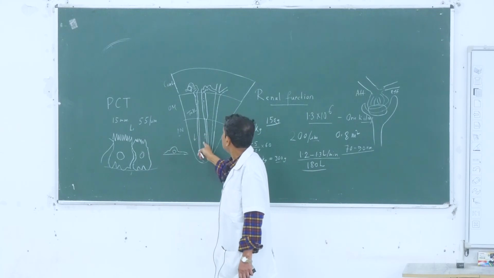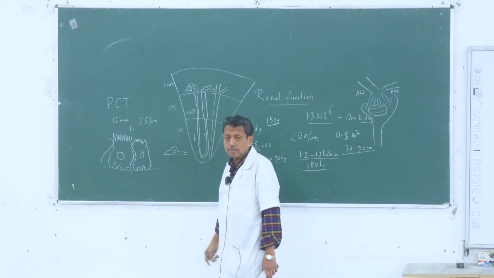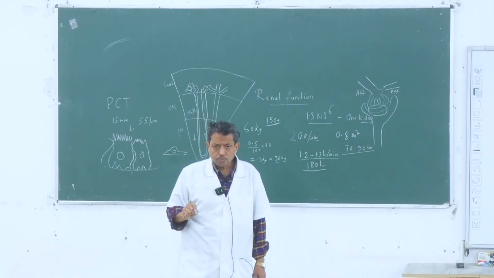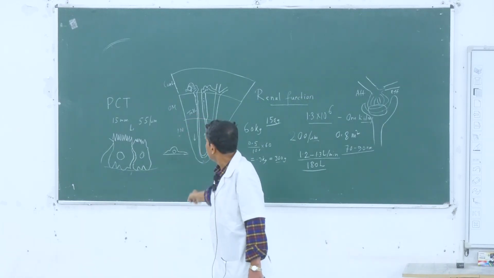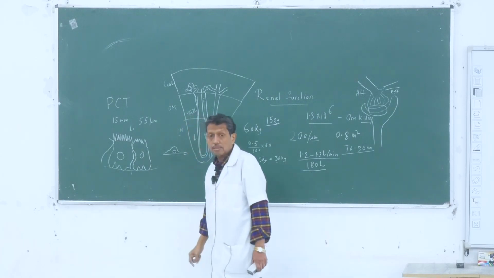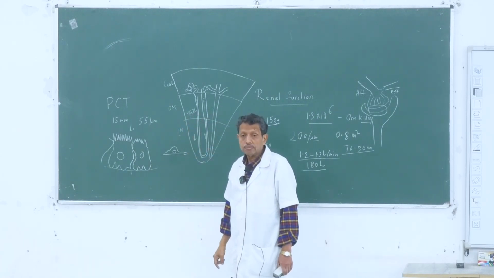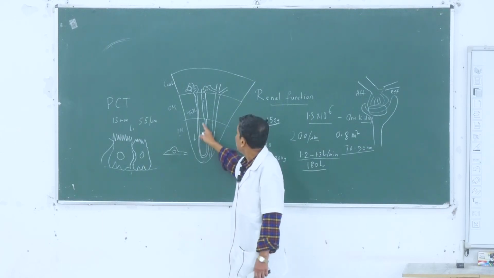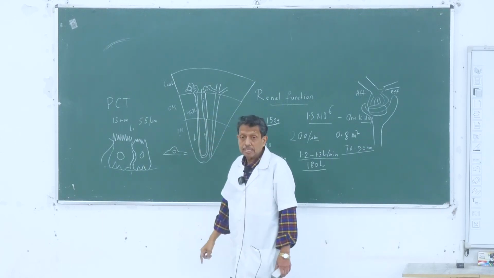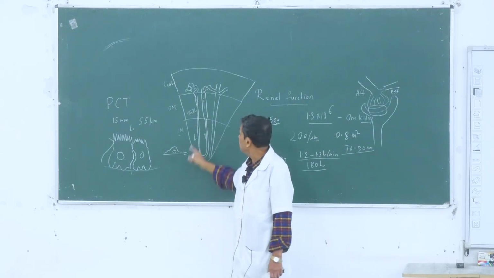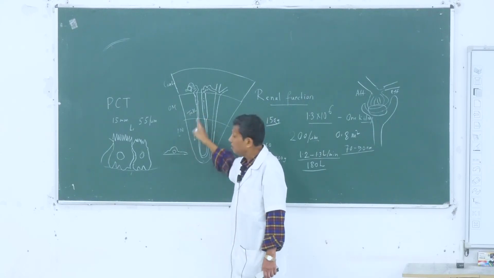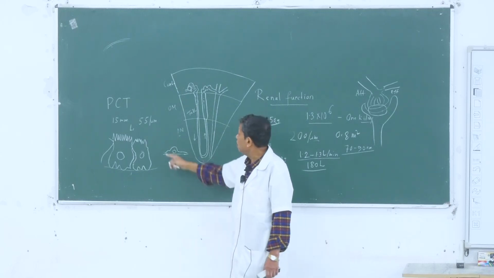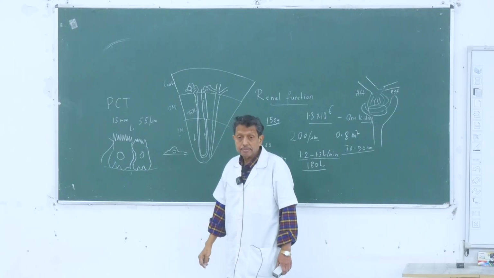Now this is the thin ascending limb. The thin ascending limb in a cortical nephron is very small, but in this case it is prolonged. And it ends in the thick ascending limb. Thick ascending limb cells are much thicker than this, but this type of brush border is not present.